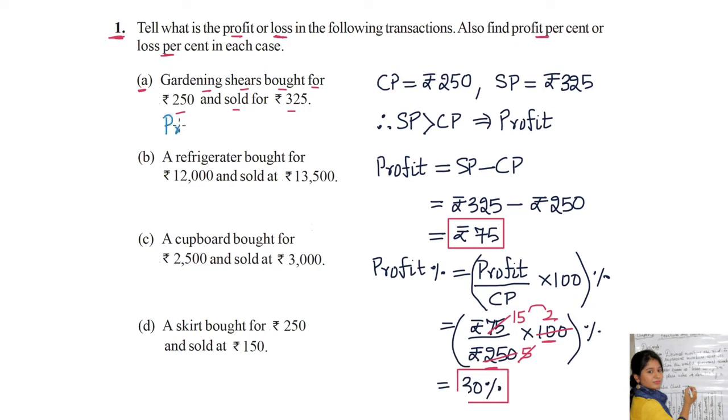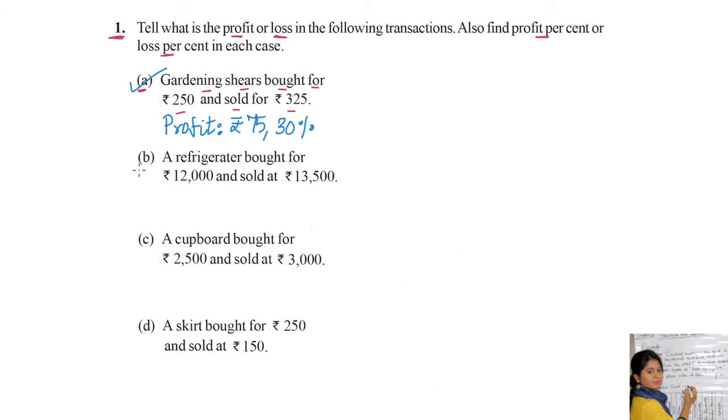It means that for this particular transaction the profit was 75 and the profit percent in this case is 30%. So in this way we will solve this type of question. I hope you have understood, right? So we'll write in our answer that a profit of 75 has been made in this transaction and 30% is the profit percentage. Now let's move to case 2.